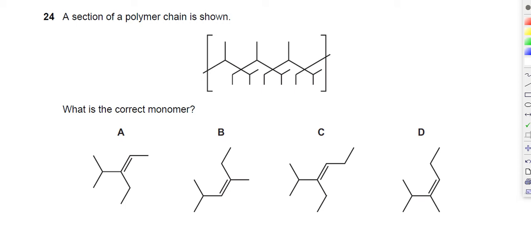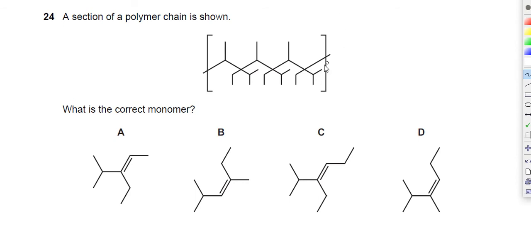This is March 2020 question paper 1-2, question 24. They show you a section of a polymer chain and ask you to find the correct monomer for this polymer. That means we are trying to find which alkene is the monomer that forms this polymer. What you need to do is find the repeat unit. They give you a section, not a repeat unit, so you have to find that repeat unit.